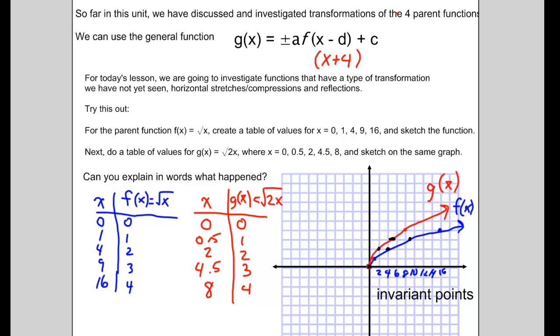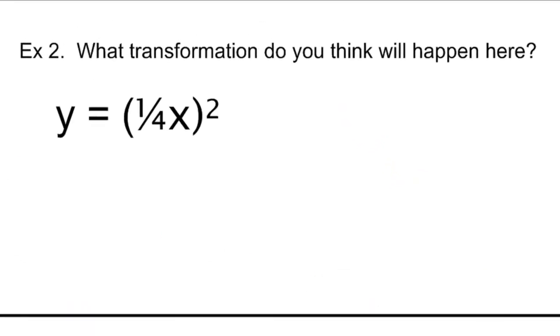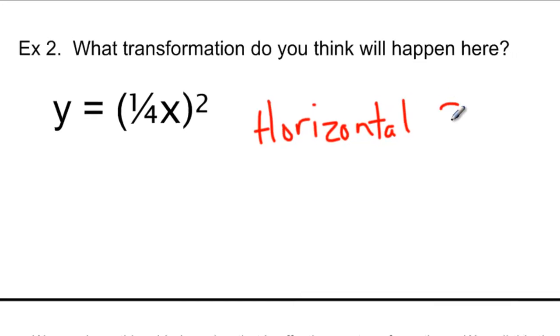So this leads us to an interesting question then. What happens, or what type of transformation do you think will happen if we put 1/4 in front of the x? So I have a square root function as my parent function, and I have 1/4 out in front of it. What do you think the transformation will be? Well, the same rule applies. We still take the reciprocal of whatever number is in front of the x. So the reciprocal of 1/4 is simply 4, which means we're going to have a horizontal, and because the number 4 is greater than 1, we're going to have a horizontal stretch of 4.